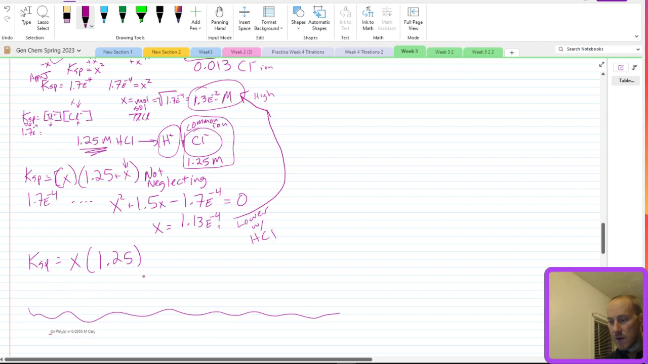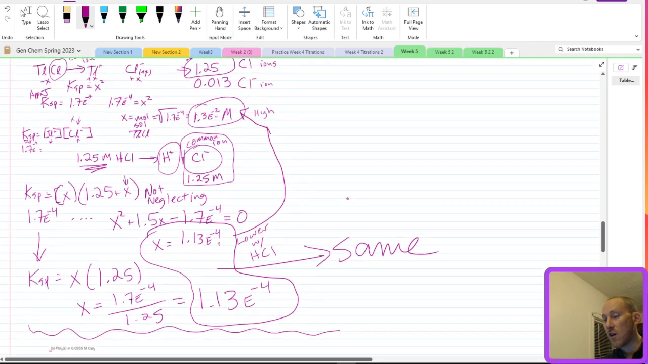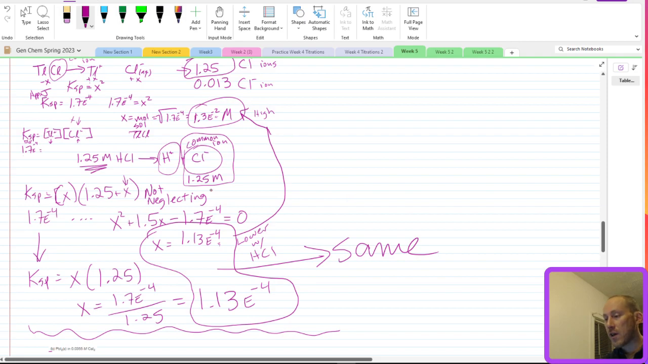And that means that x is, since our Ksp is that, x is just going to equal our Ksp divided by 1.25. And when you do that math, you get, which is literally exactly the same. Maybe there will be a few decimal places off when you go down a couple more decimal places, but for all practical intents and purposes, they're the same.